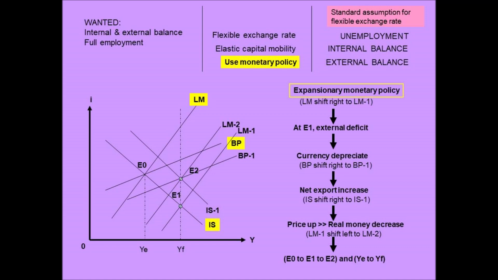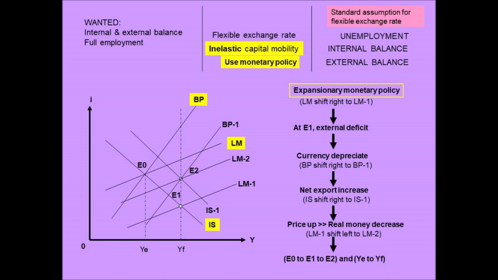Inelastic capital mobility, to repeat, means the BP curve is steeper than the LM curve. Use the elasticity of the supply curve as a guide. If the supply curve is inelastic, that means steeper. So if capital mobility is inelastic, that means BP is steeper than the LM curve. Again, if you use monetary policy, given the initial situation E0, where BP, LM and IS cross together, you have internal balance and external balance. E0 crosses at YF, so you have internal balance, external balance and full employment, assuming flexible exchange rate and inelastic capital mobility.